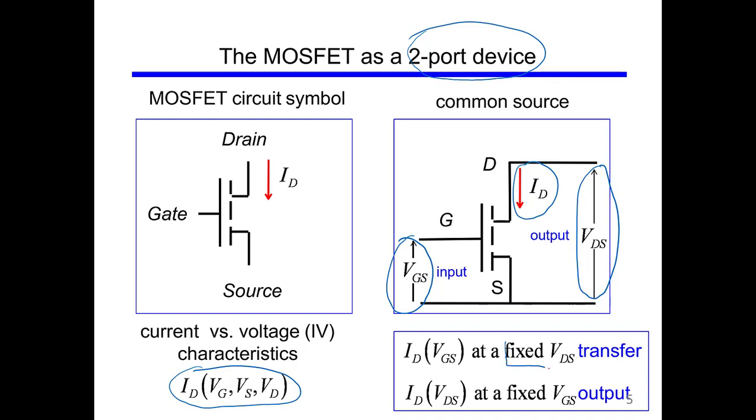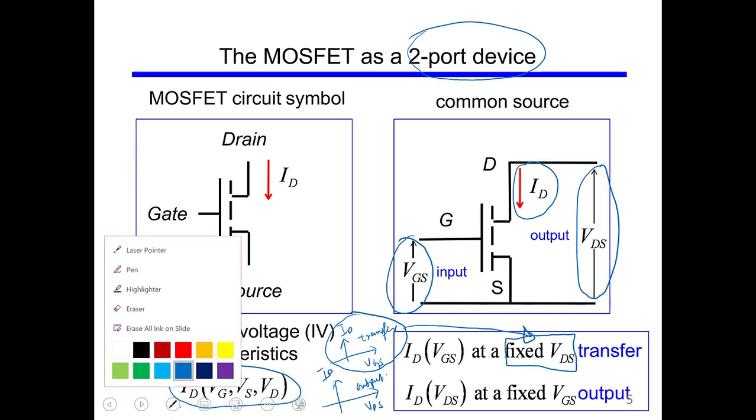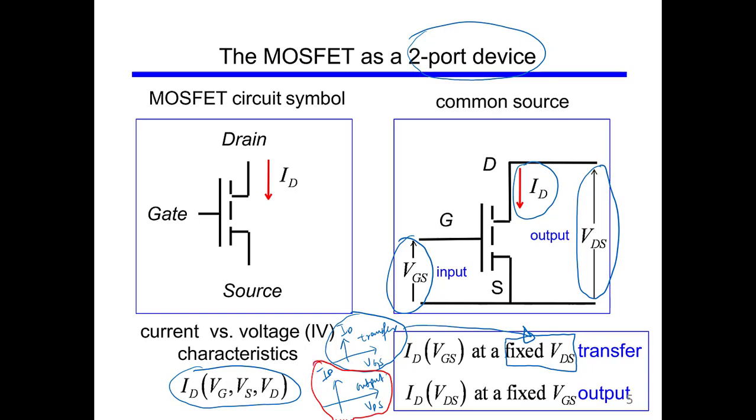If we keep VDS fixed and we plot ID versus VGS, we call this the transfer curve. For example, a curve like this. So we have VGS, we have ID. This curve is called the transfer curve. We can have another one in which we have ID here and VDS here, and this curve is called the output curve. The important thing is that in the first one VDS is fixed, and in this one VGS is fixed. So one is called the transfer curve and the other is called the output curve or output characteristics.